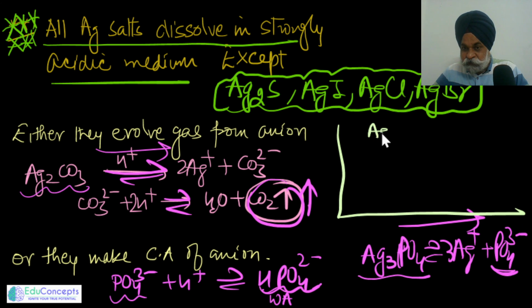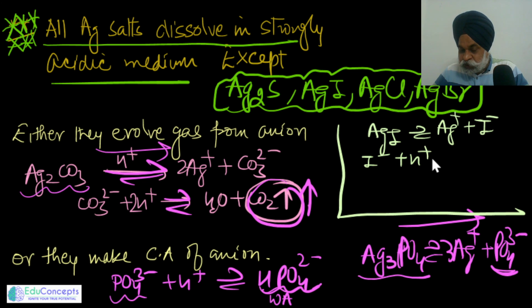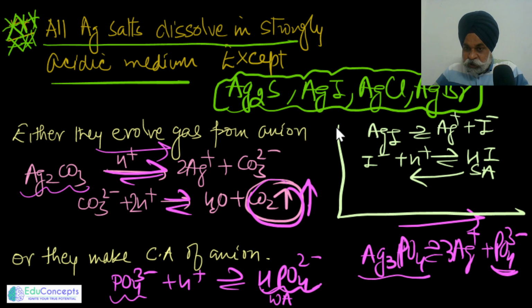Say, for example, if I just dissolve this, Ag positive, I negative, and I negative would take H positive because of the strongly acidic medium and would change into HI. But HI is a strong acid, so it will dissociate back into this. And if it dissociates back into this, there would not be any dissolution. The equilibrium would go backward only. So this is the viewpoint.